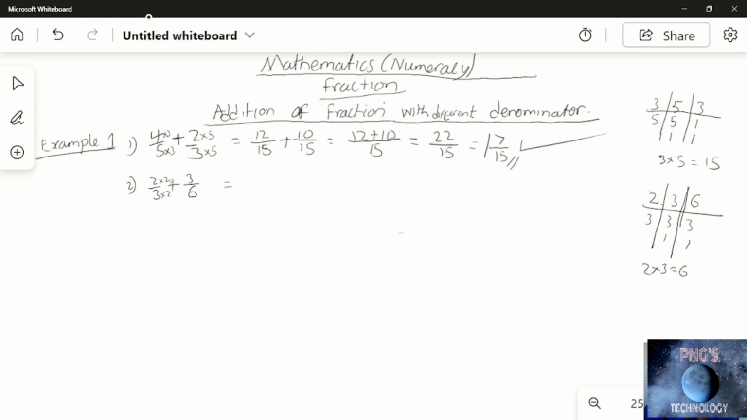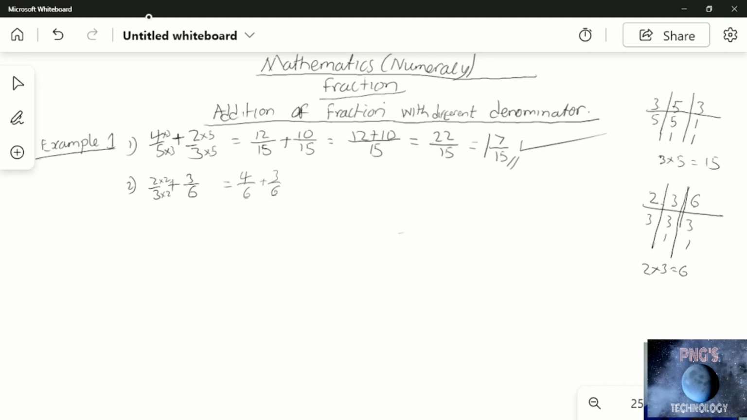So let's continue. Since we know our LCM is 6, this one is already 6. We are not integrating this one because it's already at the point it's supposed to be. So it's only this one that needs to become 6. So it will be 3 times 2 to become 6. We raise the times 2 up to the numerator, times 2. So 2 times 2 is 4, all over 3 times 2 is 6, plus 3 over 6.